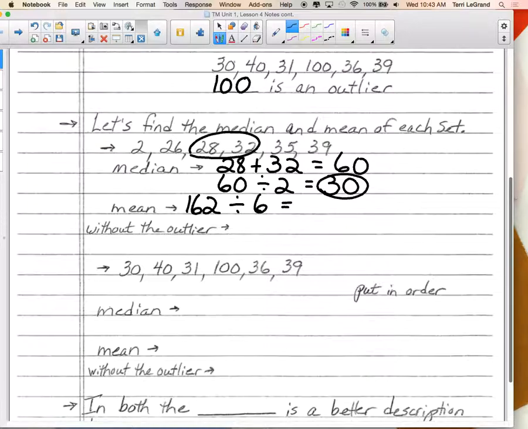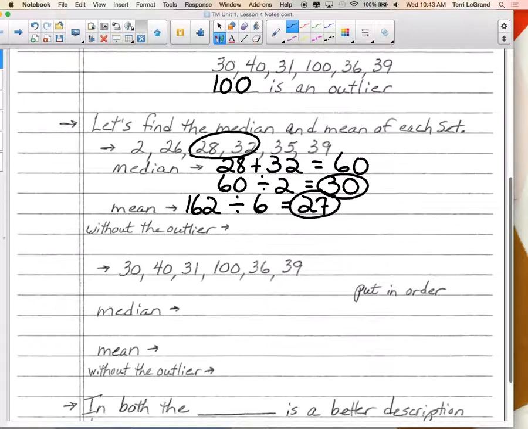Okay, go ahead and divide that out. What is 162 divided by 6, Harlan? 27, she says. Will you check her out and make sure? You all agree? Okay, so we'll circle that and say that 27 is the mean.